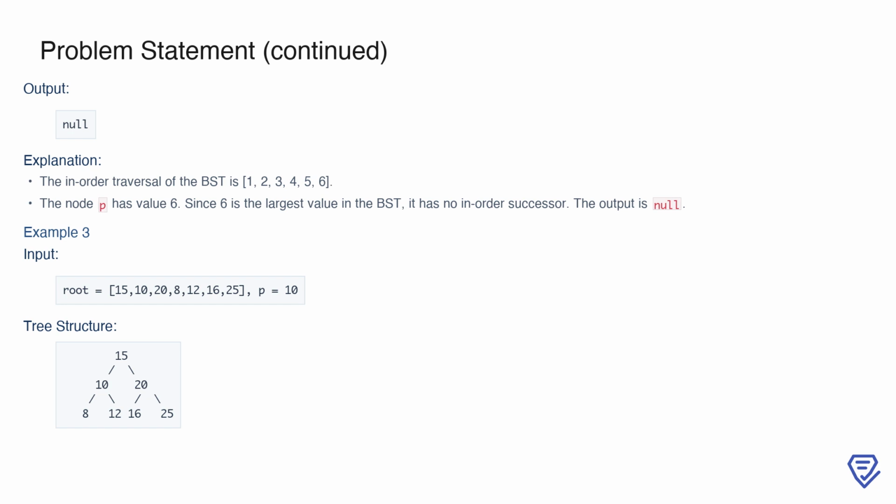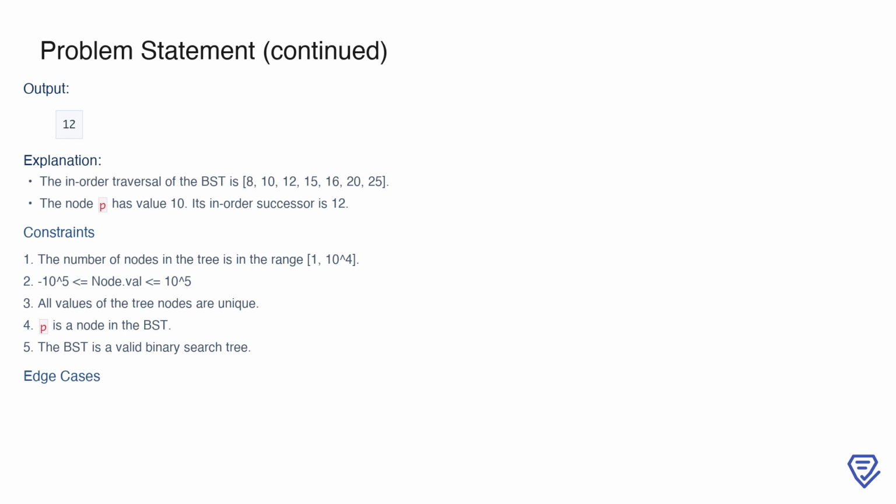Now, consider a third example. In this example, the tree has a root value of 15, with children 10 and 20. The left subtree of 10 contains 8 and 12, while the right subtree of 20 has 16 and 25. The node p is 10. After performing an in-order traversal, the sequence is 8, 10, 12, 15, 16, 20, 25. For the node p with value 10, the next value in the sequence is 12, so its in-order successor is 12. This highlights the scenario where the in-order successor is found within the left subtree of the right child.